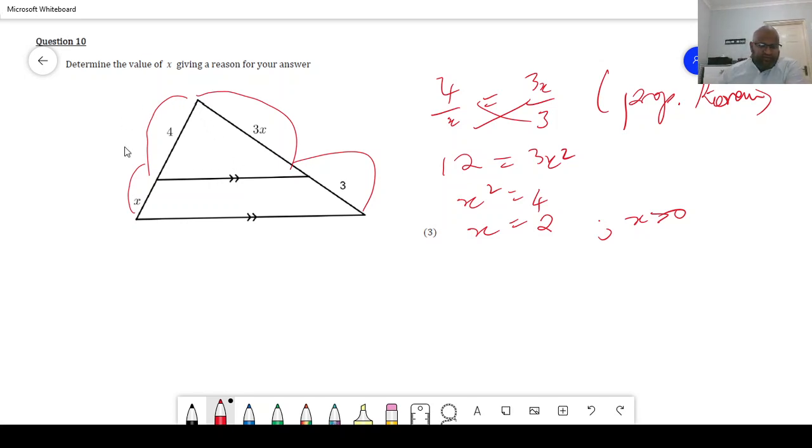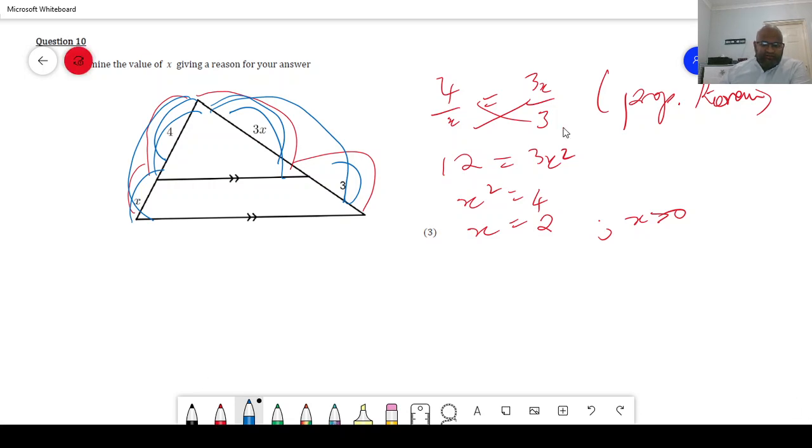Otherwise I could have said 4, I could have gone with this whole length here. I would have said 4 over 4 plus x is equal to 3x over 3x plus 3. Or I could have said x over 4 is equal to 3 over 3x. There are variations that could be done instead of the straightforward way that I've done it here.